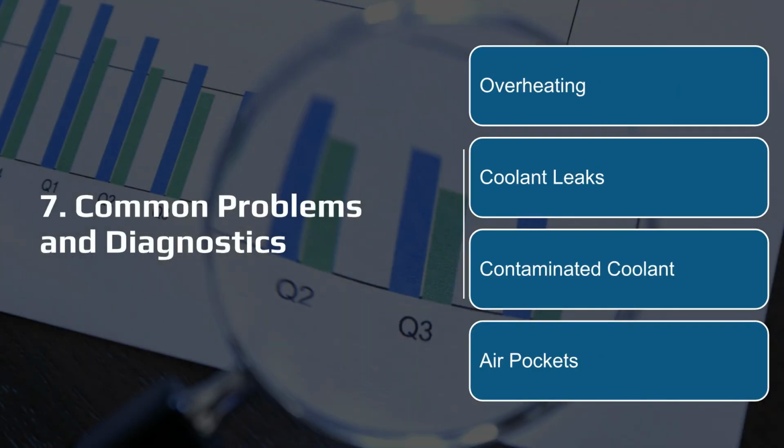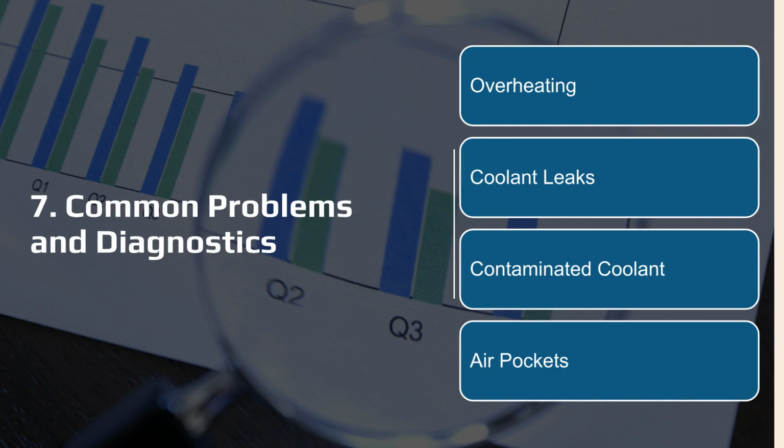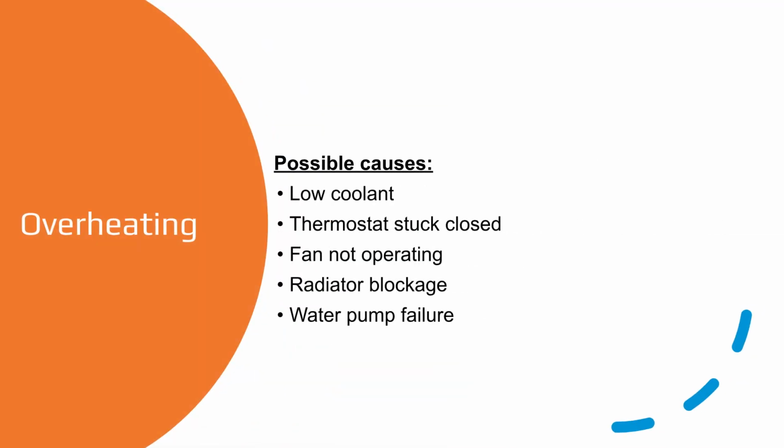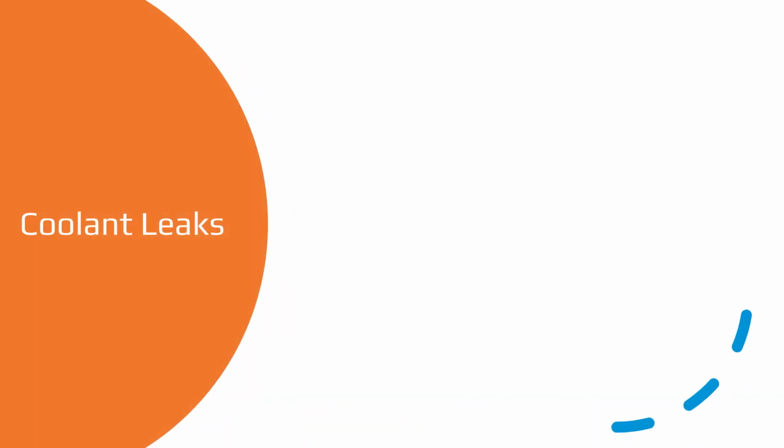When diagnosing cooling problems, look for common indicators like persistent overheating, visible coolant leaks, contaminated fluid, or the presence of air pockets in the system. If your engine is overheating, check for low coolant levels, a stuck thermostat, a malfunctioning fan, a blocked radiator, or potential water pump failure. Coolant leaks are a common issue.